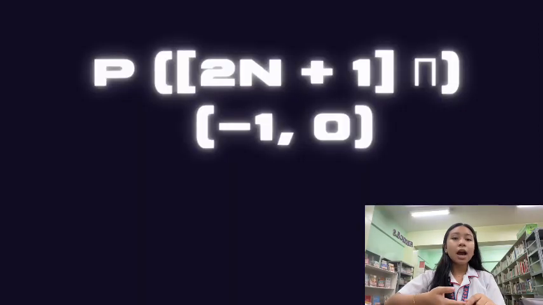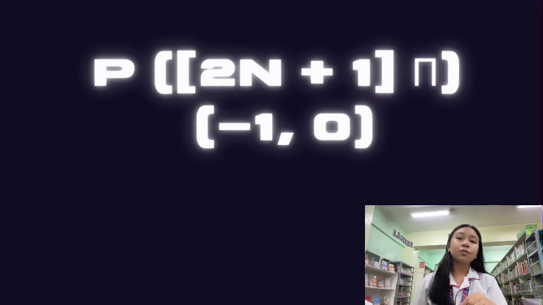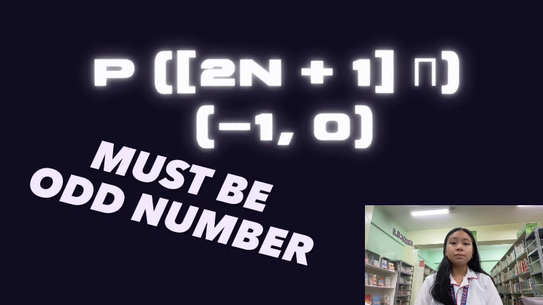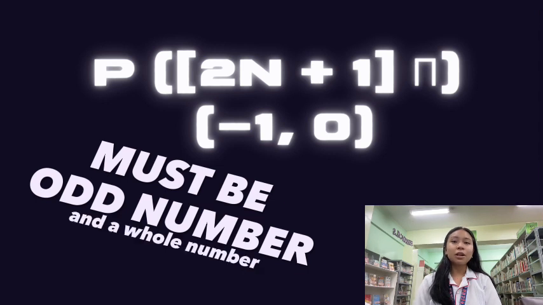For our next equation, which is P((2n+1)π) is equal to (negative 1, 0), we have noticed that an additional 1 was added to 2n, and any even number that is increased by 1 will give us an odd number. With this, we can conclude that the value must be an odd whole number, so it could satisfy our given equation, which is P((2n+1)π) is equal to (negative 1, 0).